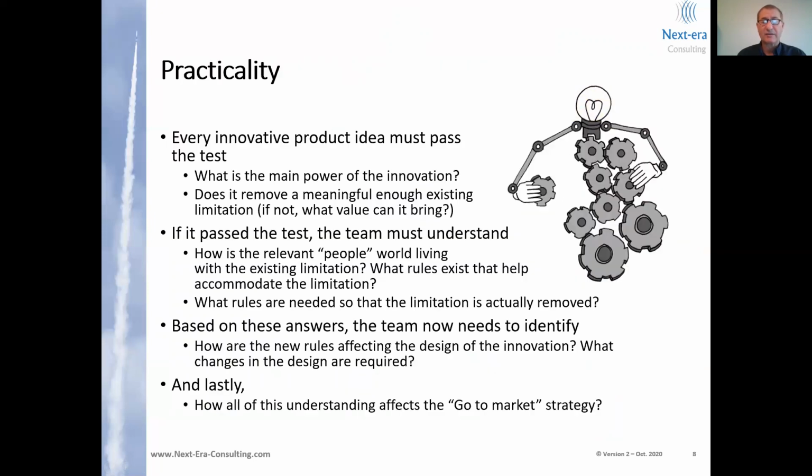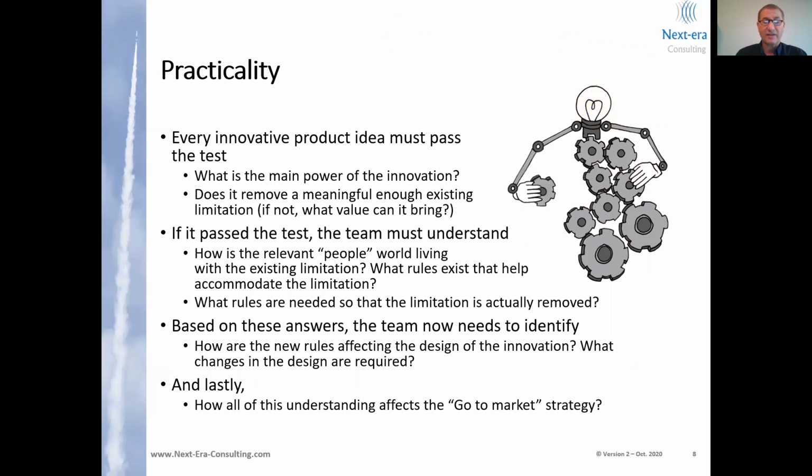So these are the questions we have to ask. This is how we have to answer them. And every innovative product must pass the test. What is the power of this innovation? What meaningful limitation is being removed? Then when we get the answer to that, we need to look at our target audience and ask, how are they living now? How are they accommodating the fact that this limitation exists, and the fact that they do not have a way to overcome this limitation using the technology? So they have to overcome this limitation in a different way. And what are the new rules that we need to bring to the market together with the product? Just bringing the product will be insufficient.